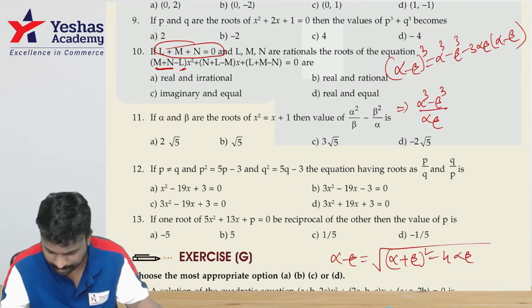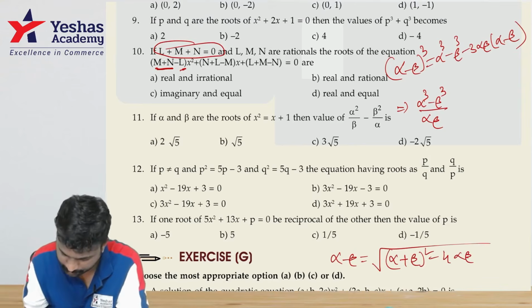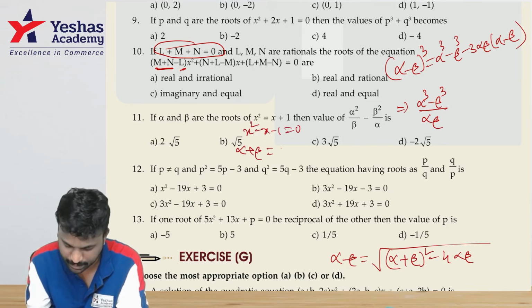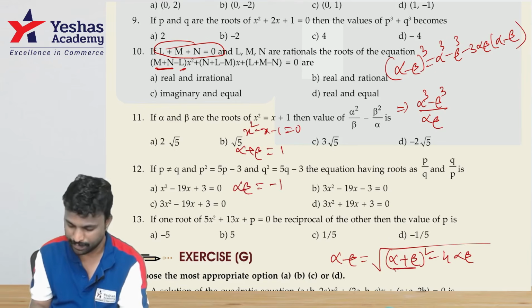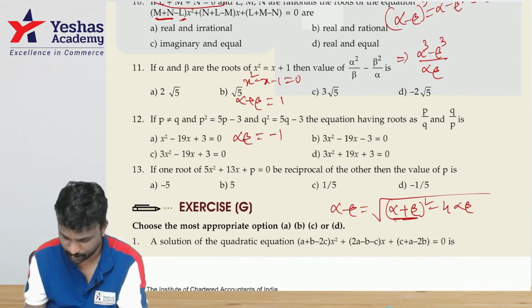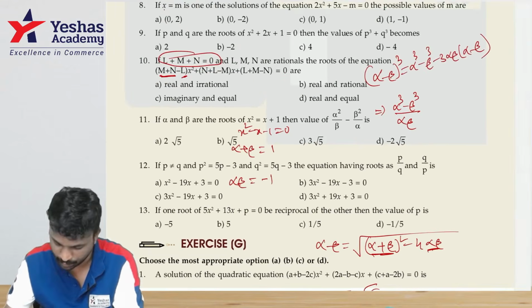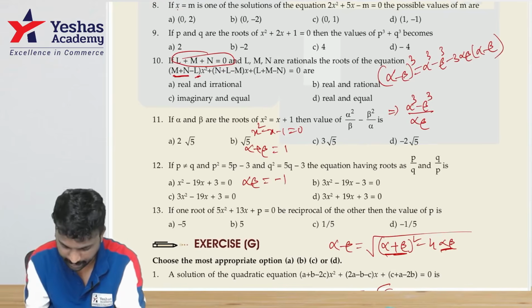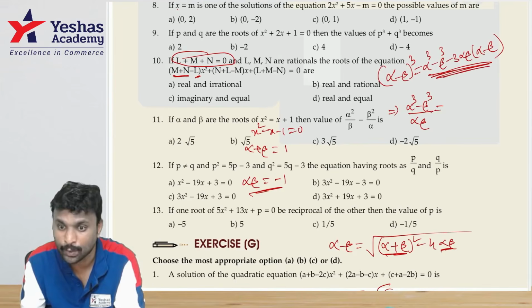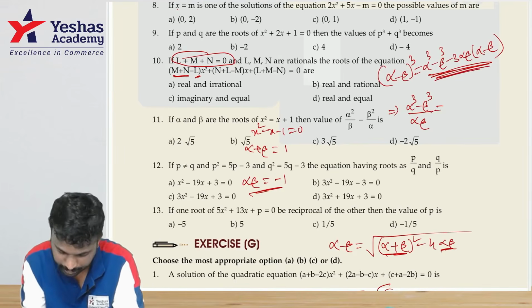Guys, first of all, alpha plus beta, the sum of the roots for this equation x square minus x minus 1 equal to 0. What is alpha plus beta? Minus b by a, that is plus 1. What is alpha into beta? C by a, which is minus 1. Guys, alpha plus beta is 1, 1 the whole square is 1 only, and alpha into beta is minus 1. So it is root 5. Yes or no? Alpha minus beta is root 5. And alpha into beta we have, alpha plus beta also we have. Guys, we just have to find out this value.